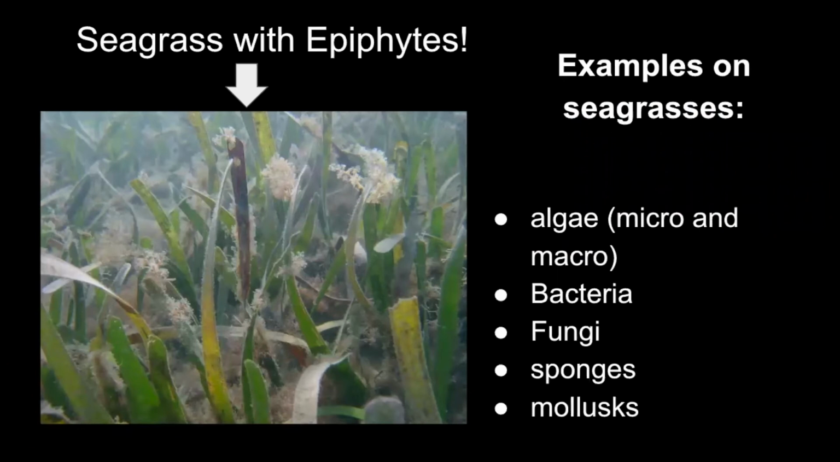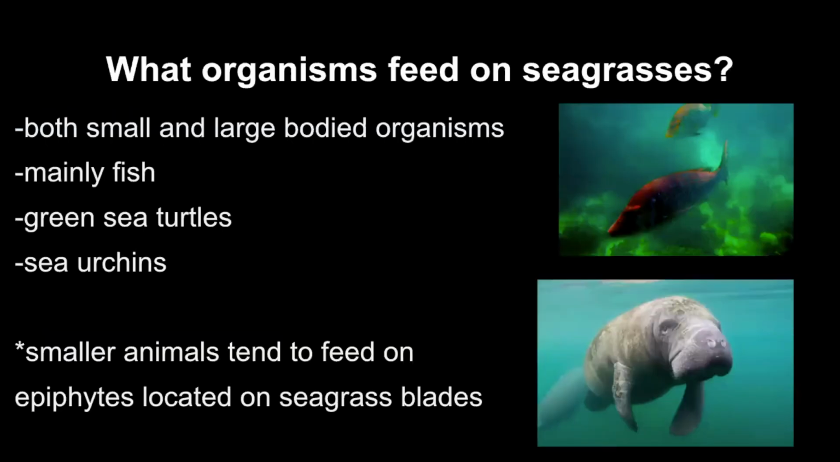Something you should know is that when you spot seagrass, most of the time, or the majority of the time, there will be an epiphyte attached to it. Because of that, there are a lot of different organisms that could be spotted that make up the epiphytes on the seagrass blades. Some examples of epiphytes on seagrasses could be algae, both micro and macro, bacteria, fungi, sponges, and mollusks. Now, what organisms feed on seagrasses?